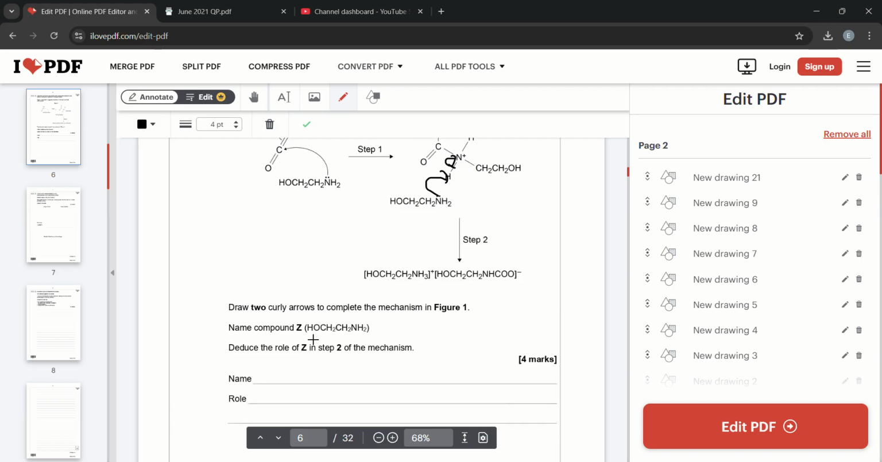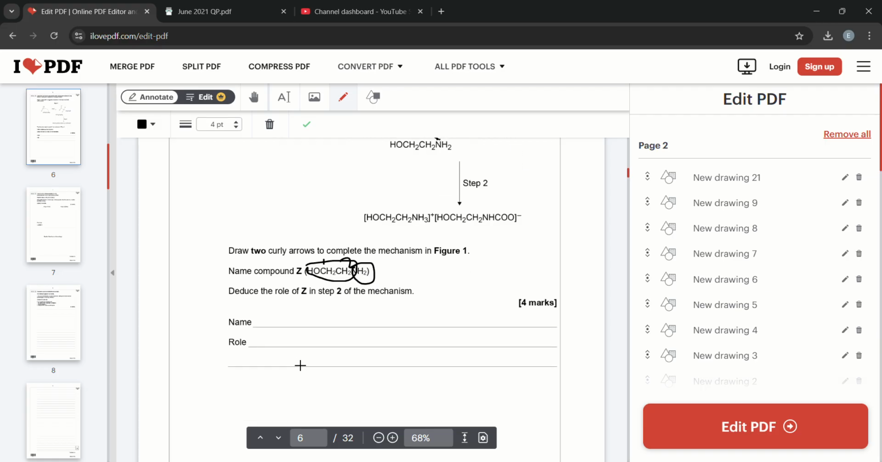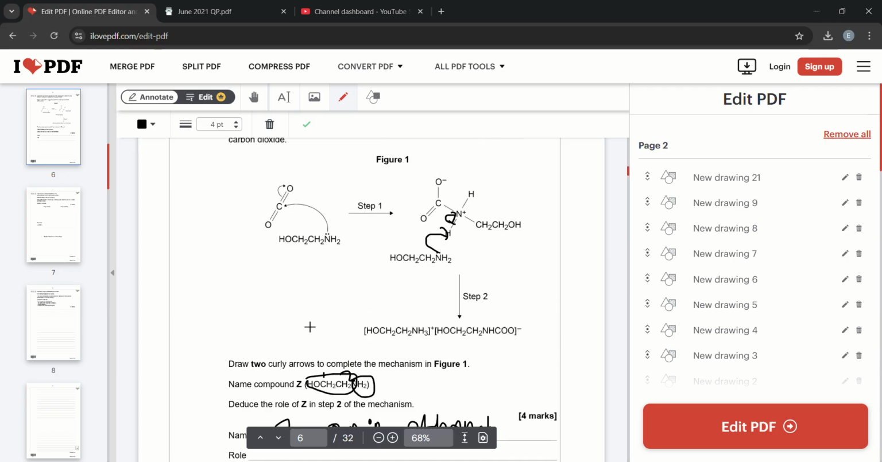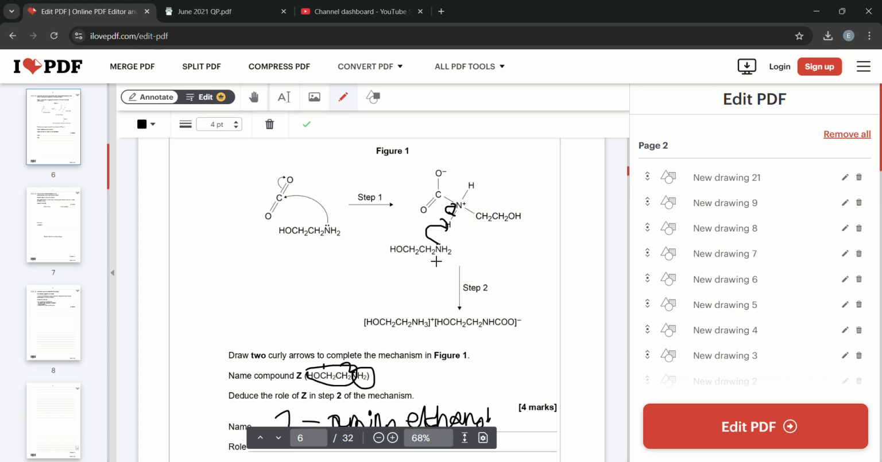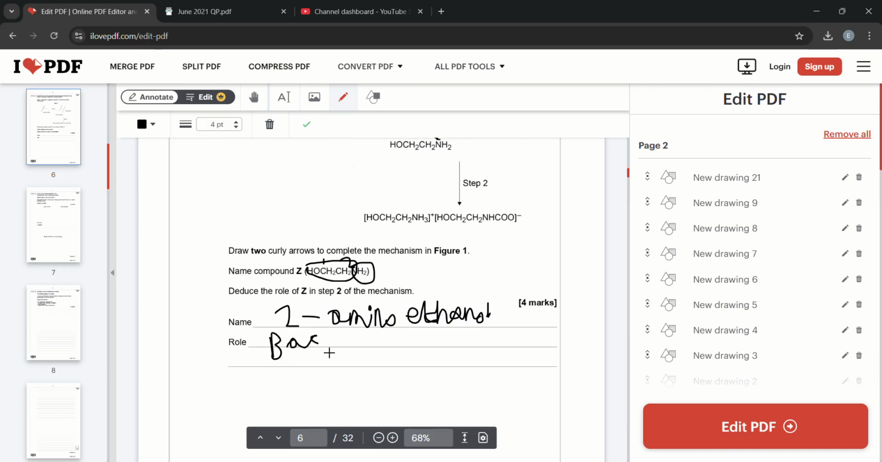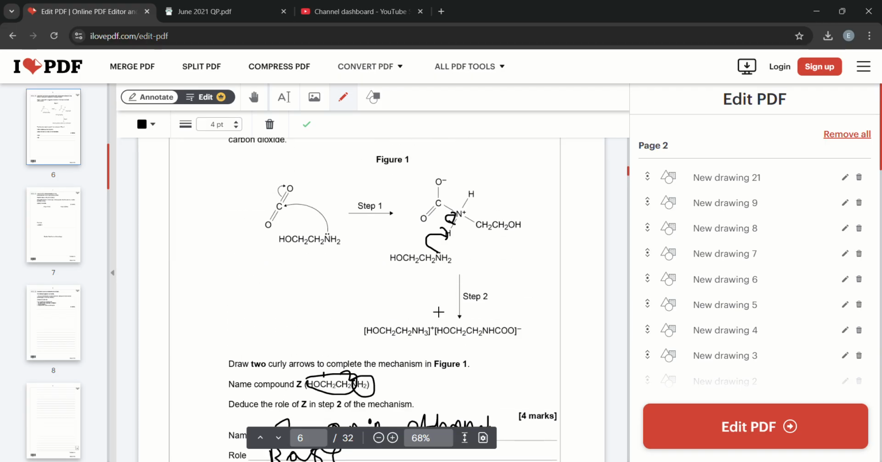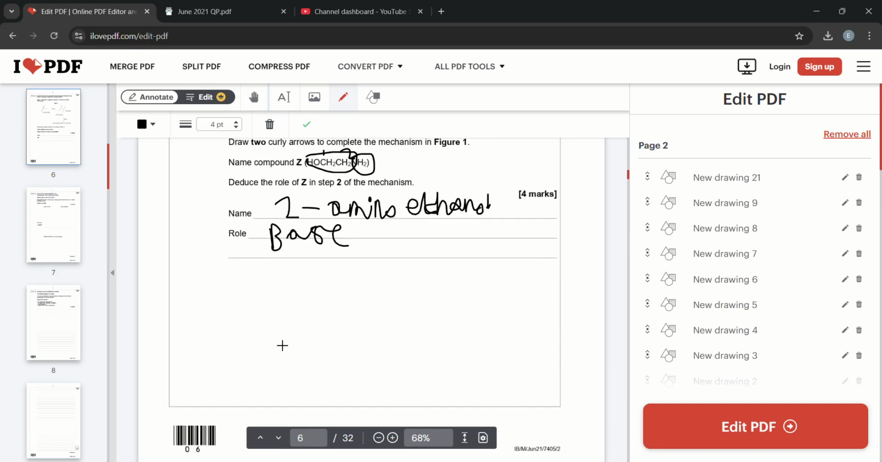Then it says name compound Z. Well, if we look at compound Z, it's ethanol, because it's an alcohol, but it's got NH2, which is on the second carbon, so it's going to be 2-aminoethanol. 2-aminoethanol, and the role of Z, well, you can see it accepts a proton, so it's going to be a base. 2-aminoethanol, curly arrow to hydrogen from the middle of NH to the nitrogen, and it acts as a base to all of Z.